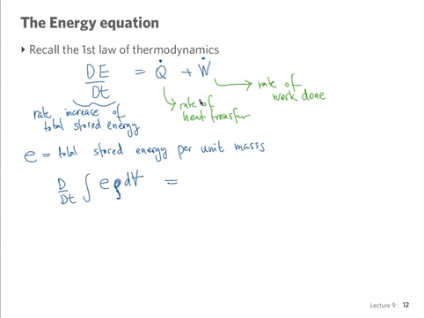So this is the net rate of heat transfer. If we have heat coming in minus heat going out, that's going to be the net heat transfer. And we could also have work in and work out. Oops, that's a little bit sloppy. Let me do that again. We could also have work out.